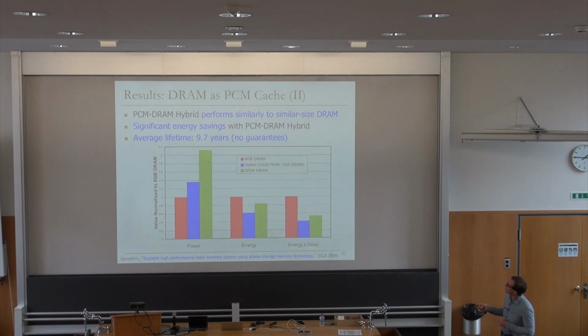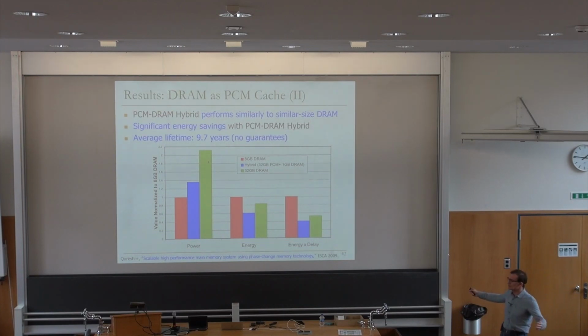And if you look over here, you get significant energy savings with a hybrid memory. I think this is power. Of course, the power of hybrid is higher than 8 gigabyte DRAM, but lower than 32 gigabytes of DRAM, as you can see, as expected. And this is the energy. Energy of hybrid is much better because you get performance improvement also, and this is the energy delay product, as you can see. And this paper also showed that the average lifetime of this memory is about 10 years.